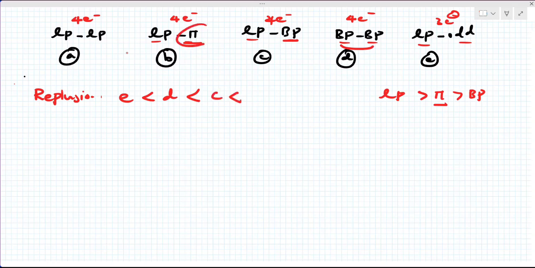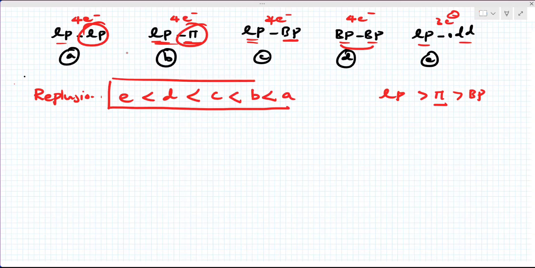C. Now this is pi bond, this is lone pair, which is more? Lone pair is common, right? And in B and C also lone pair is common. So the competition is only between pi bond and bond pair. In this case, lone pair with bond pair, lone pair with pi bond, which is more repulsion? Again lone pair. Therefore B and A. This is the repulsion order.